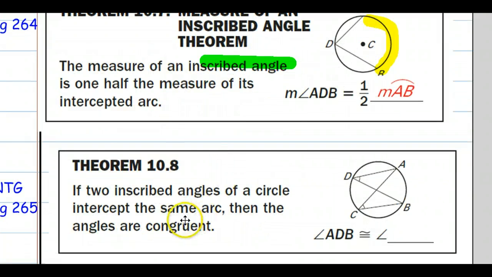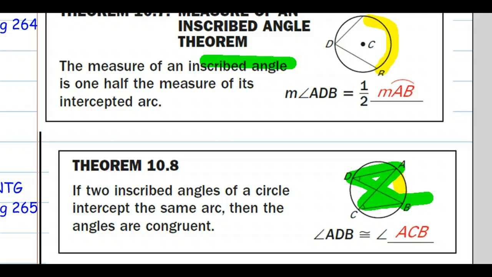It says if two inscribed angles of a circle intercept the same arc. So as we can see here, this is the intercepted arc, but here we have two different inscribed angles because they're in different positions. So the measure of angle ADB, what's the relationship between that and the measure of the other inscribed angle? And if you answer that it's congruent, you're absolutely correct.